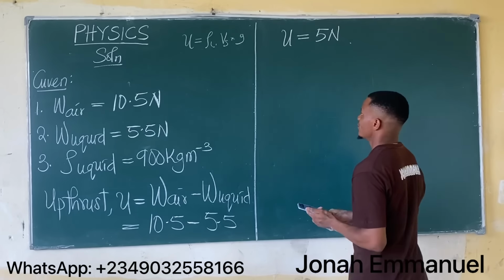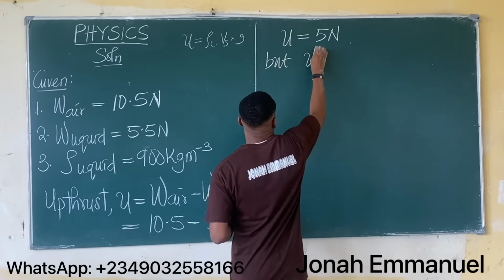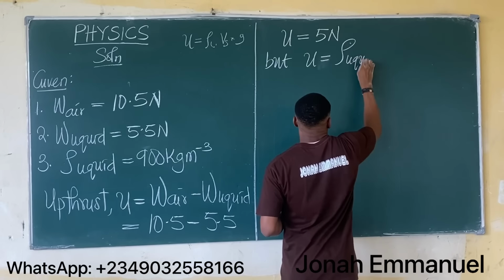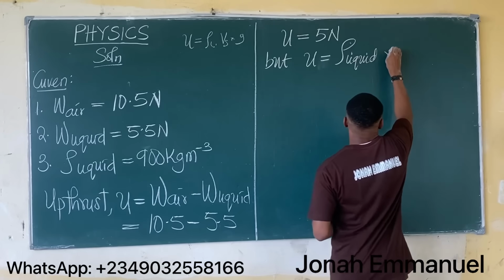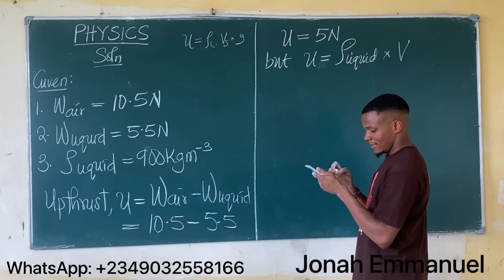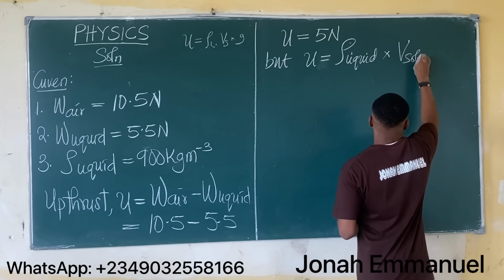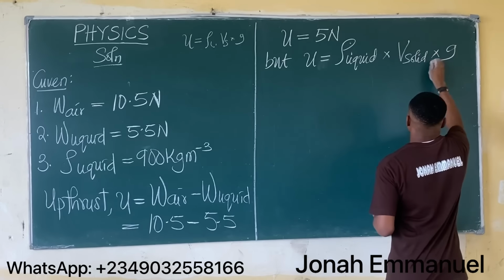But we also know that upthrust U is equal to density of the liquid times volume of solid. What term was this here? Let me get the term here. The term says volume of the solid. So fine, volume of solid times gravity.